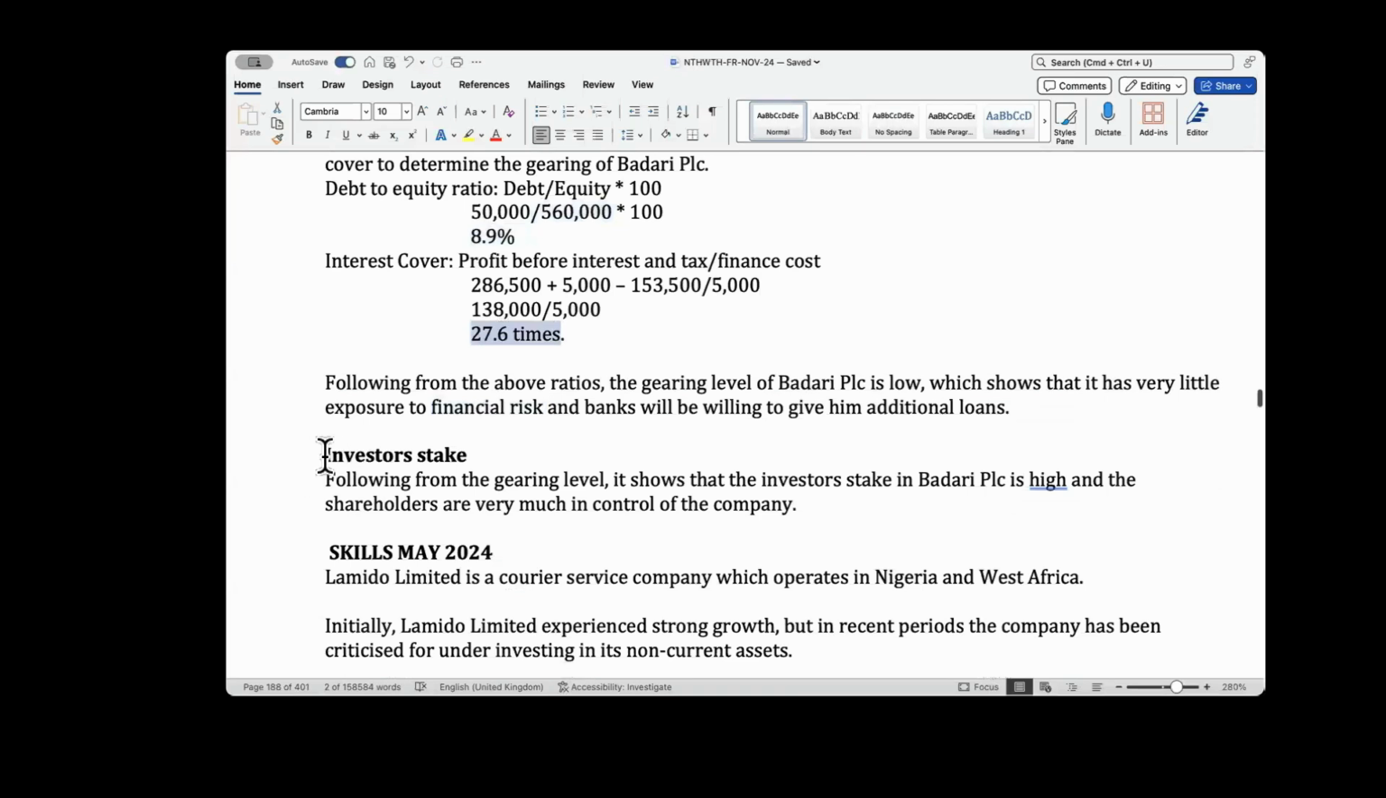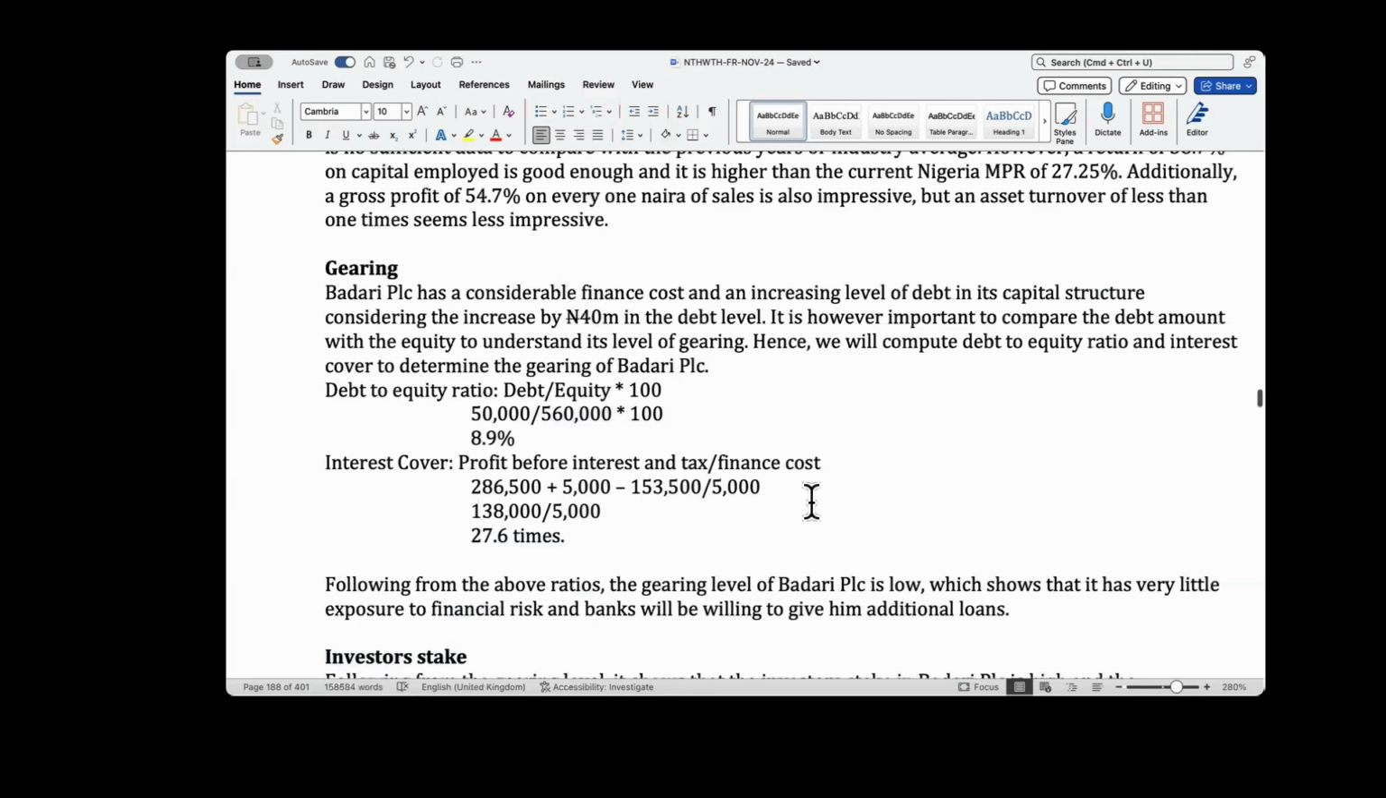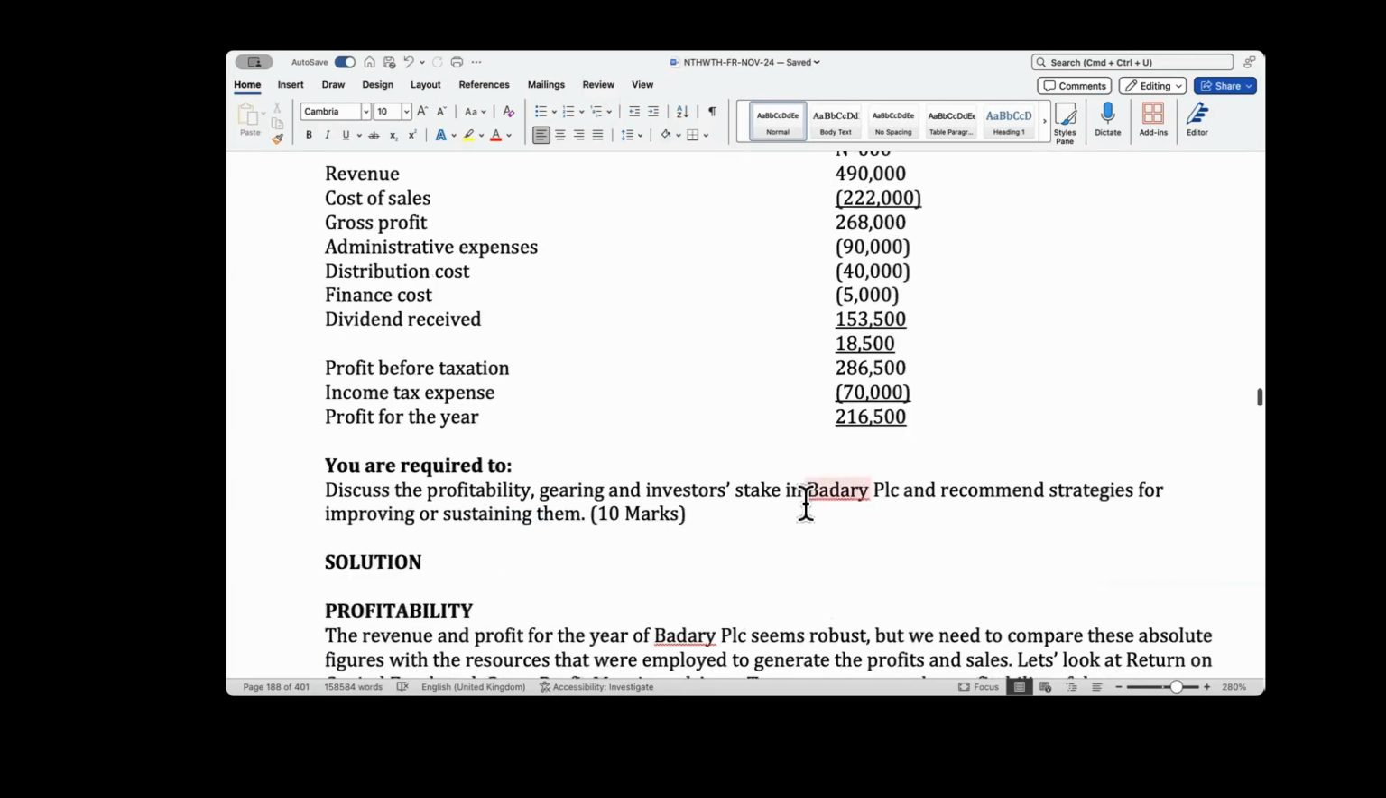Then I talked about investor stake. I said, following from the gearing level, it shows that the investor stake in Badari is high. That means it's the shareholders that own the major part of the business, and the shareholders are very much in control of the company. And that was the answer I would have given the examiner.